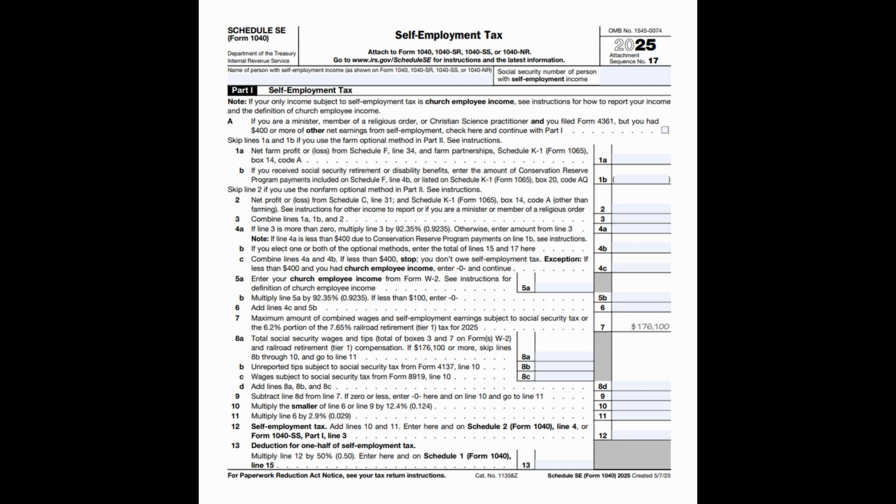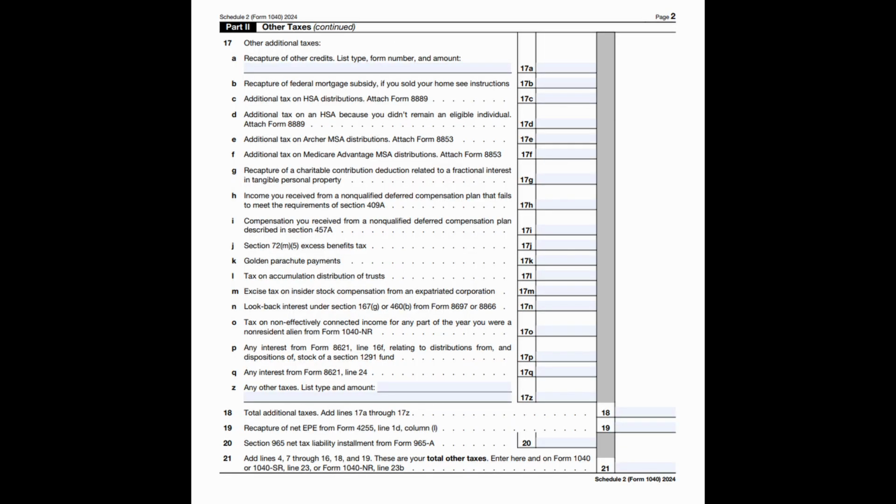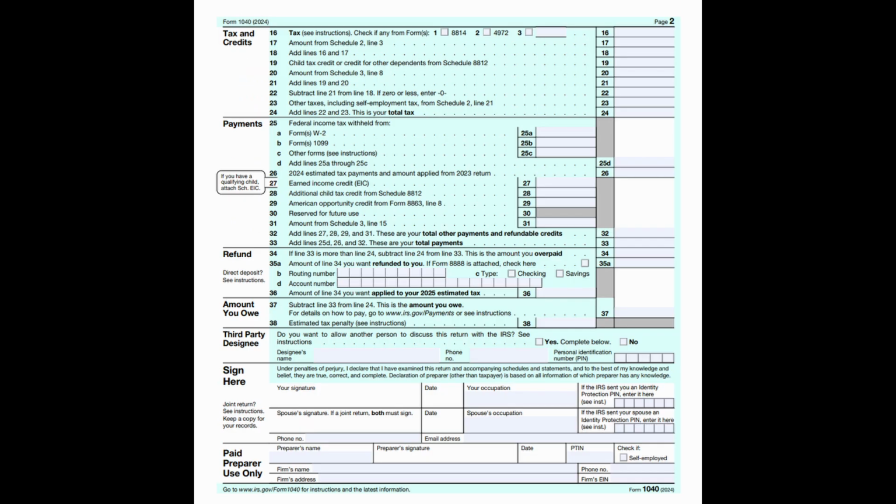Schedule SE calculates self-employment tax, basically your Social Security and Medicare tax as a business owner. The total from Schedule SE, line 12, flows into Schedule 2, line 4. Then the total from Schedule 2, line 21, moves into Form 1040, line 23.